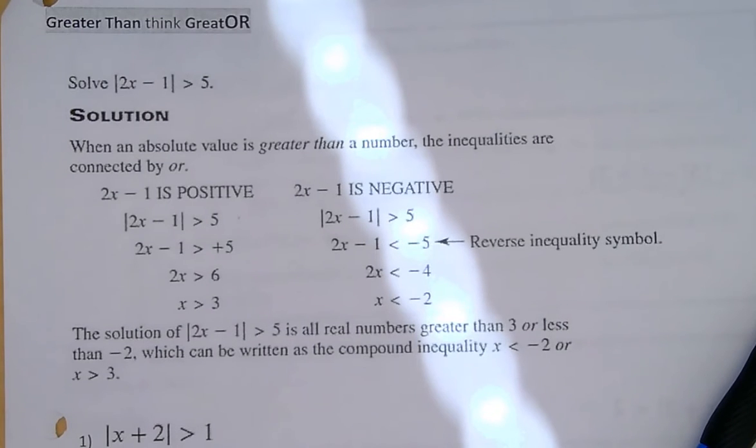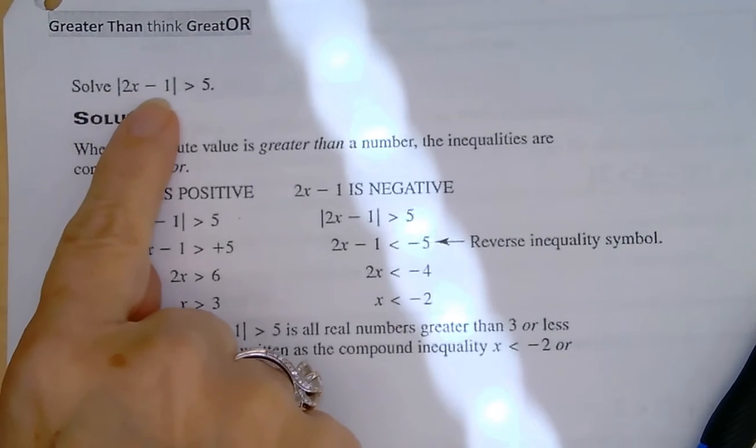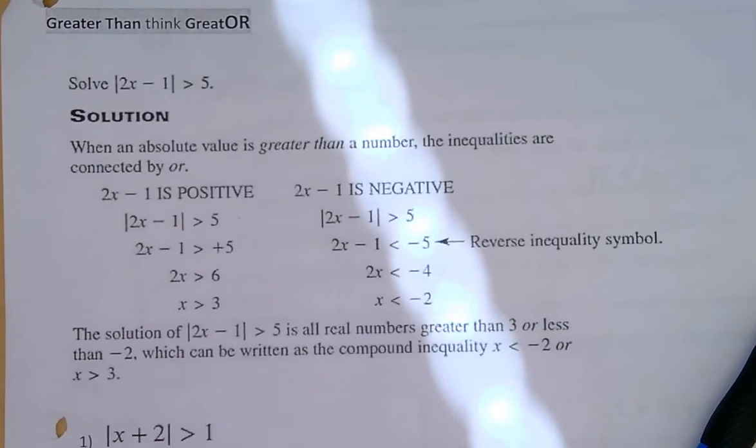We're going to do a couple more examples. These, once I isolate my absolute value, it's going to be greater than some number. And so you have an example that you can look at on your notes.